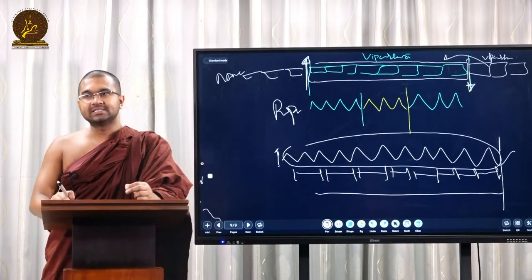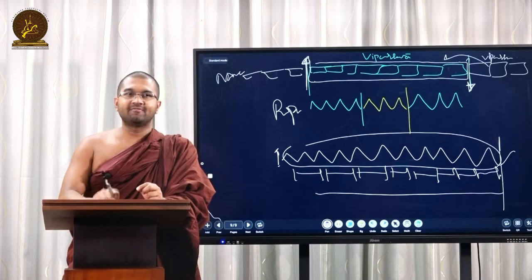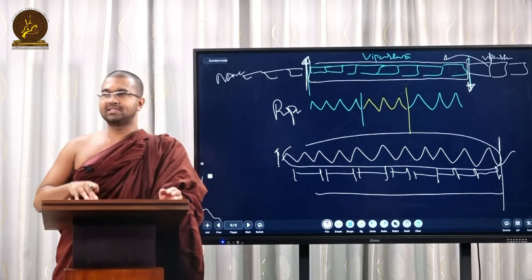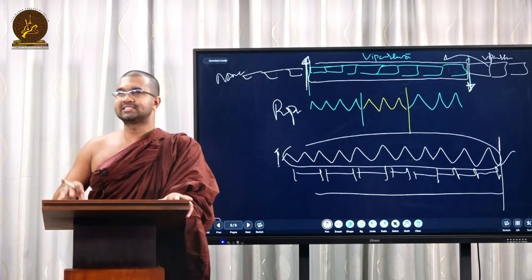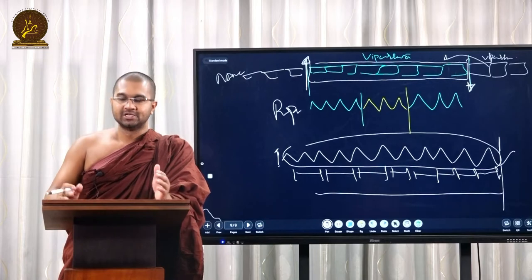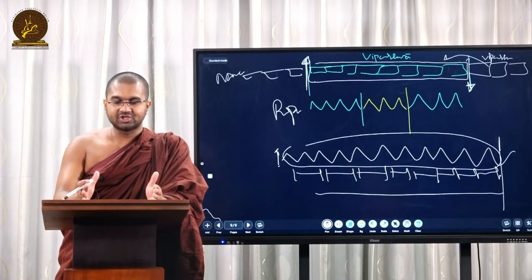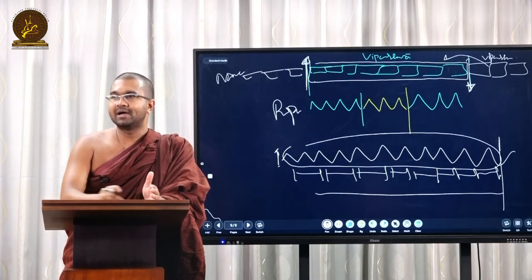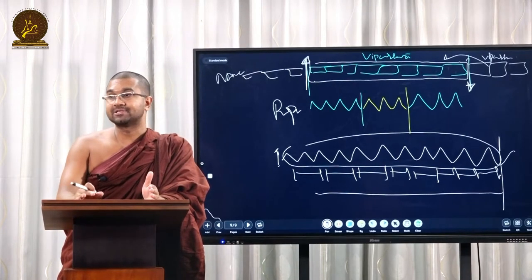So likewise, even in the Dhammasangani commentary, we can find this explanation. There is another way of contemplating on santati pachupanna. It's very similar to samaya pachupanna. So they have taken a very short period of time and consider all the rupa and nama in that process as samaya, as santati pachupanna.